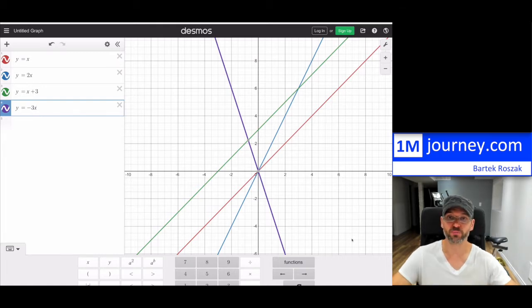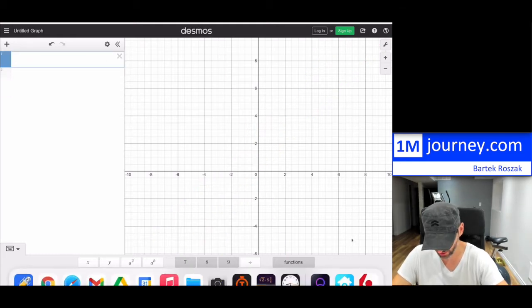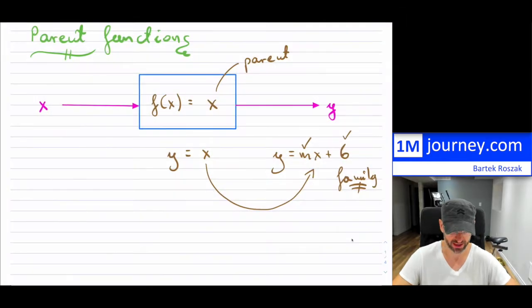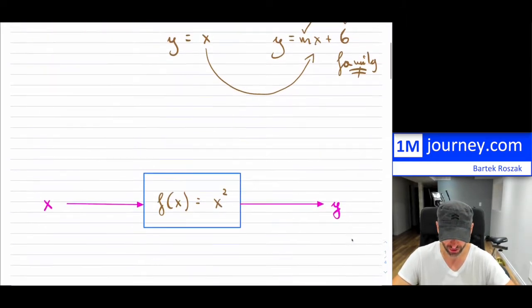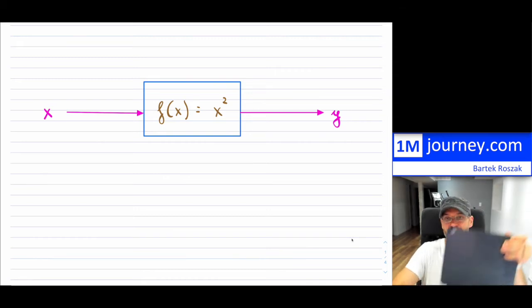Now, there are other parent functions that we have. So let me remove these, because this one you studied to quite an exhaustion in grades 9 and 10, and maybe even earlier. So here's another input-output relationship, one that you are aware of, and this one is the quadratic. So x simply squared is called the parent function of all the quadratics that we have.